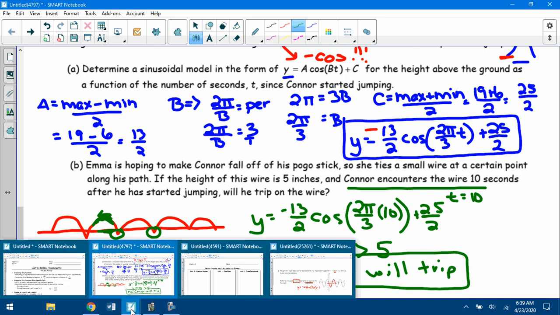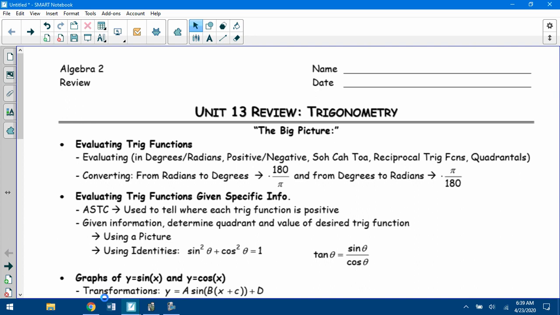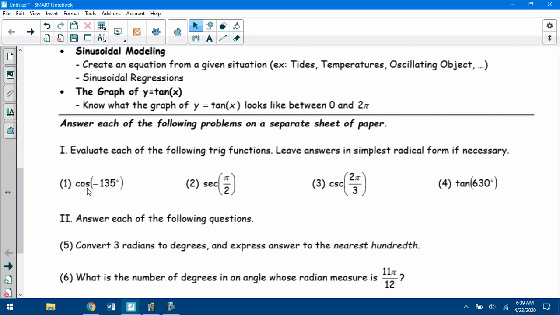Okay, let's go over the review sheet. Now, I'm not going to go over this too much because the nice thing is, even though this has been kind of a long unit, we have been doing a lot of this stuff over and over again. Evaluating was the first thing we did. That's this first section here. So drawing your picture, for all these, this is where you would draw a triangle.